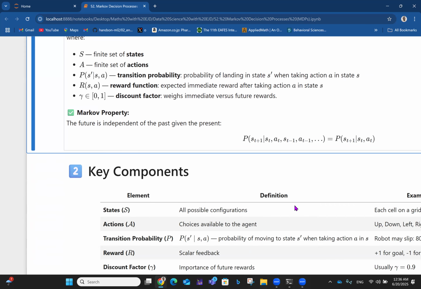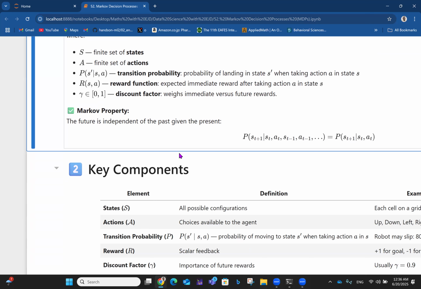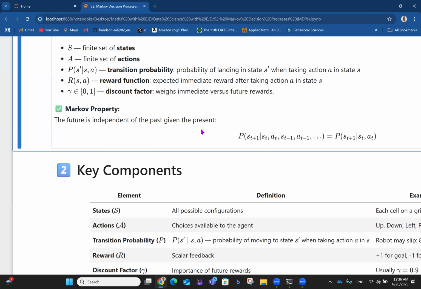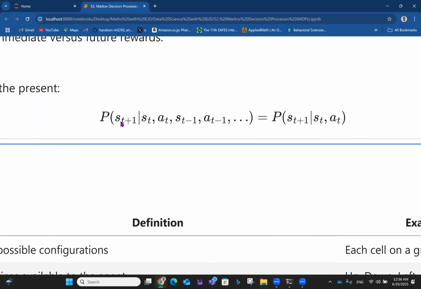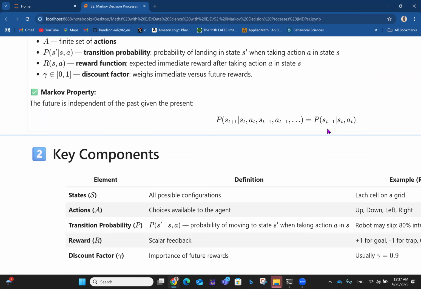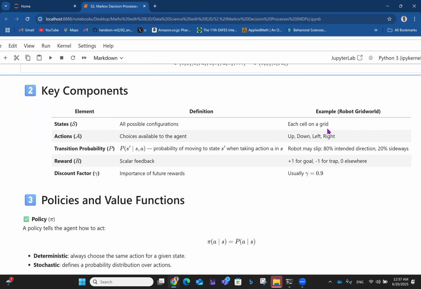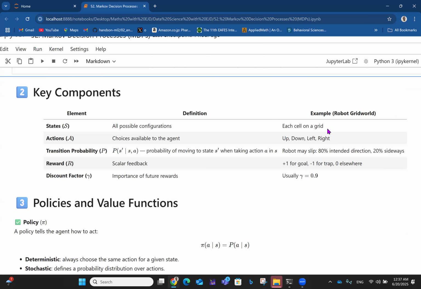Then you have the Markov property. We're talking about Markov decision processes, so the Markov property says the future is independent of the past, given the present. So we have the probability that you get to state S of t plus 1, given that you have taken action A_t at S_t, action A_(t-1) at S_(t-1), all previous actions, and that is equal to the probability that you are at S of t plus 1, given that you have taken action A_t at state S_t. That's the Markov property. So the current situation is determined by your previous action.